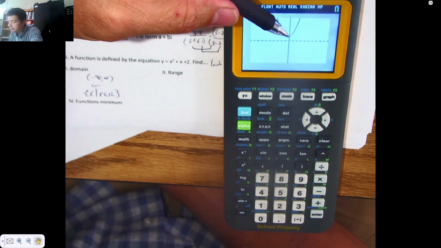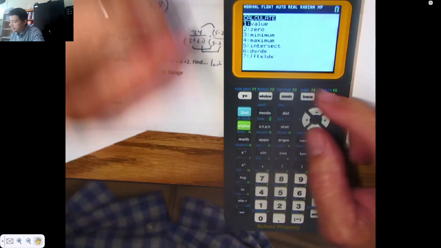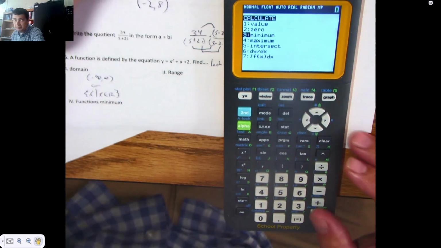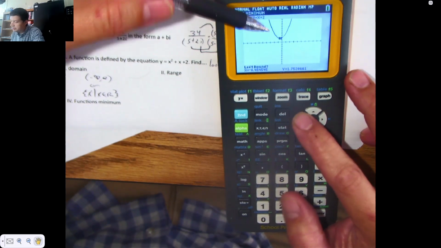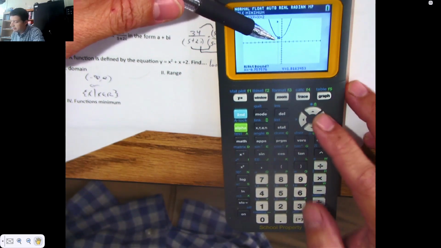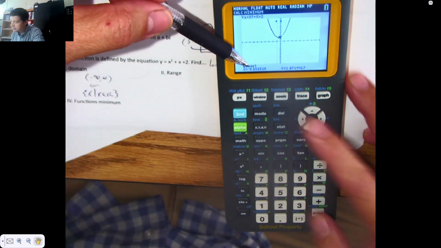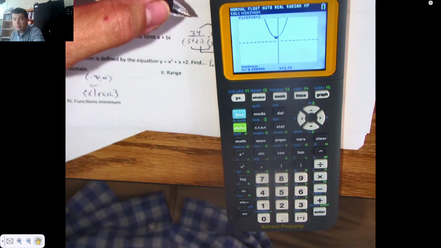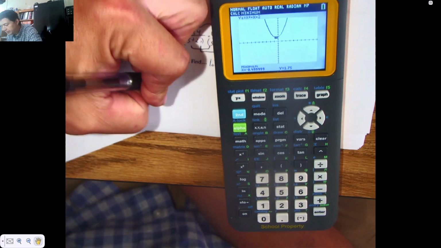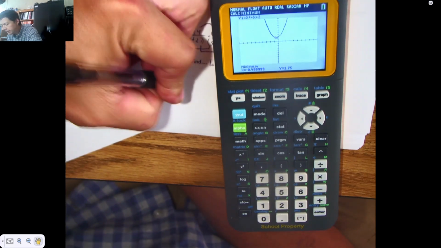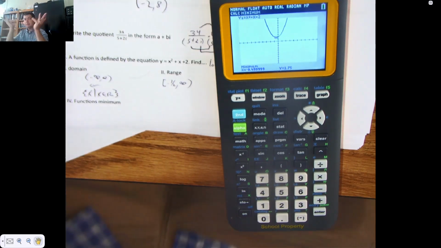Find the range. There's a low number right here. Range is y. I'm going to hit second trace minimum. I'm going to follow the instructions. I'm going to get left. I'm going to get right. That's the instructions, and I'm going to guess. That's negative 1/2. And that exists. And it rises on both sides of the vertex to infinity.